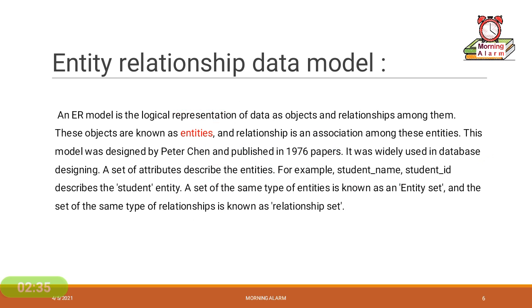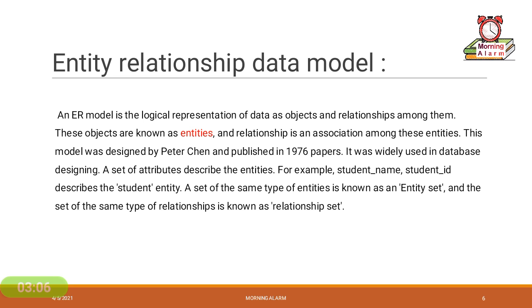The next model is the entity relationship data model. An ER model is the logical representation of the data as objects and relationships among them. So, representing the data in the logical form, in the form of objects and the relationships among them, is said to be the ER model. These objects are also known as entities. Objects are nothing but the real life objects, also called entities, and a relationship is an association among these entities. The connection between these entities is said to be a relationship.